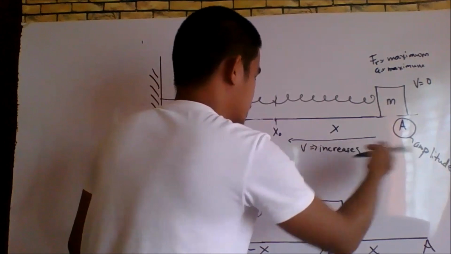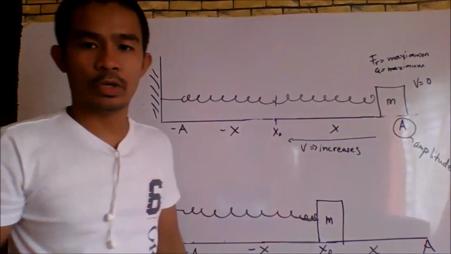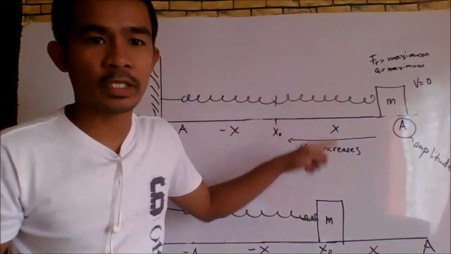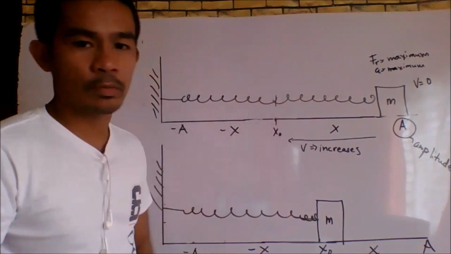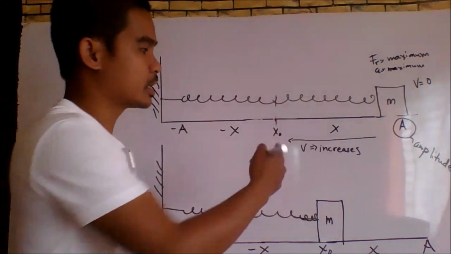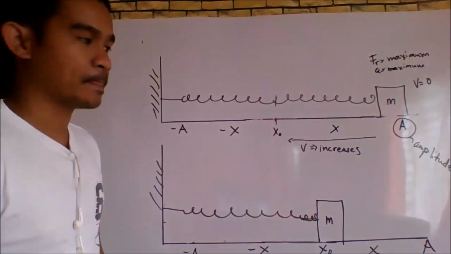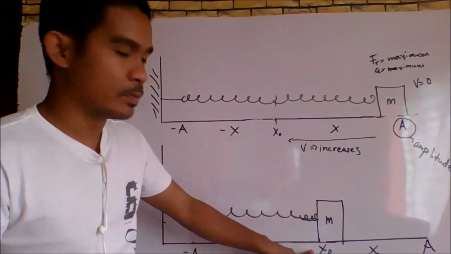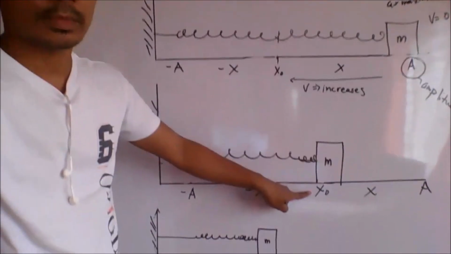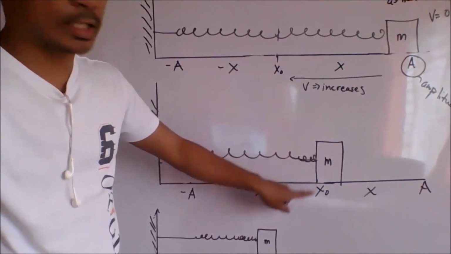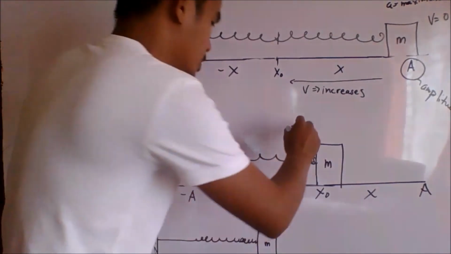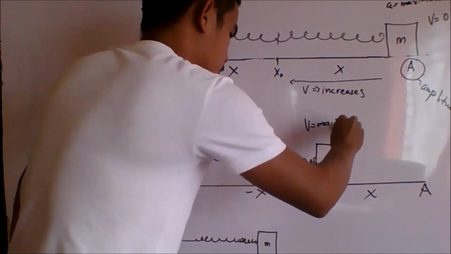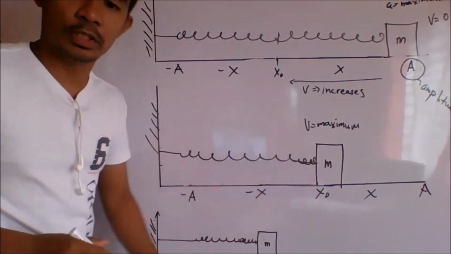V increases as it approaches the equilibrium position. Why? Because the restoring force always acts towards the equilibrium position, so there is an increase of velocity. Then as it passes through the equilibrium position, when that block is at the equilibrium position, the velocity becomes maximum at that position.